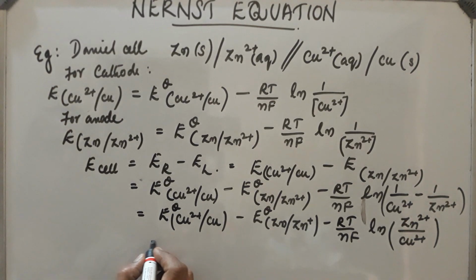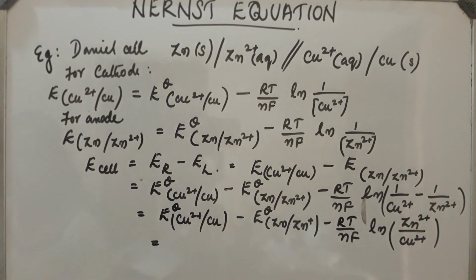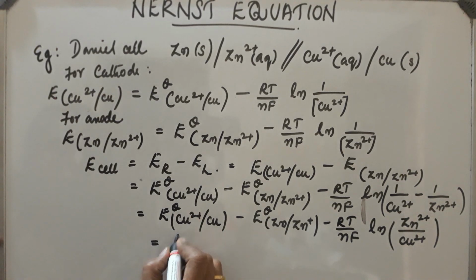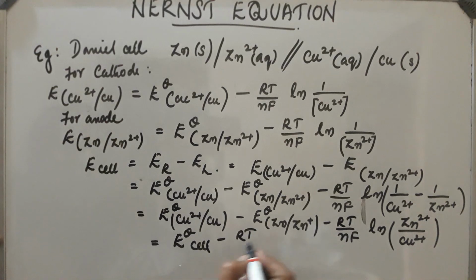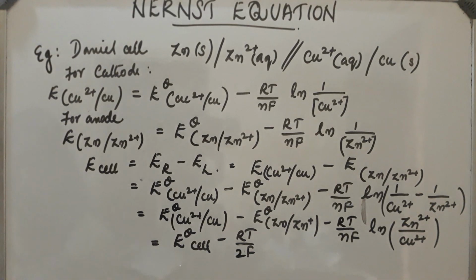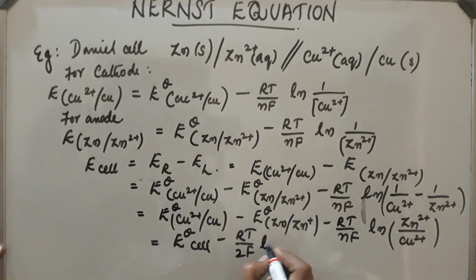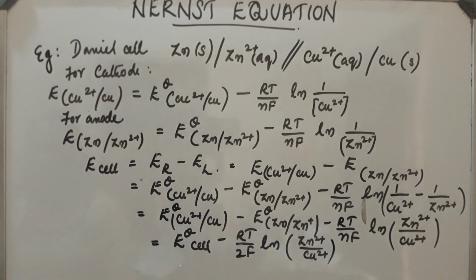Now, this difference is equal to the standard potential of the cell. So, E of cell is equal to the standard potential of the cell minus RT by 2F ln Zn2+ by Cu2+. We can write it like this, minus RT by nF, where n is 2, the number of electrons taking part in the reaction. This will be the equation.